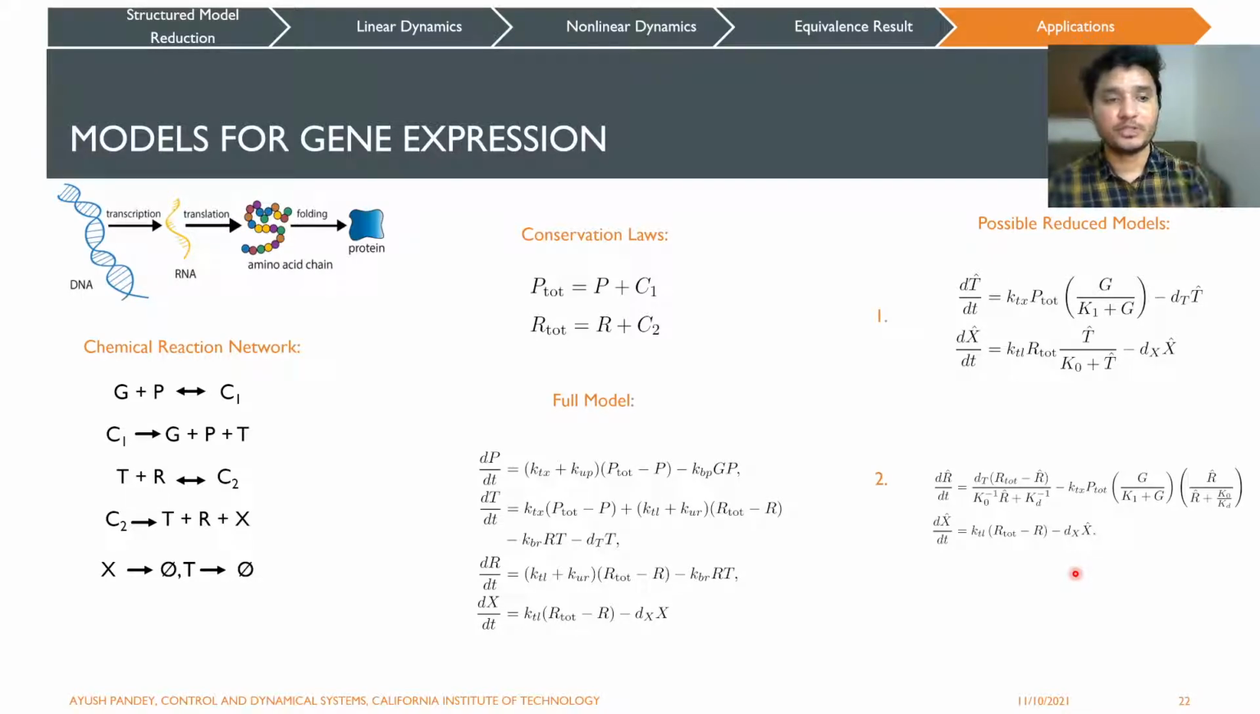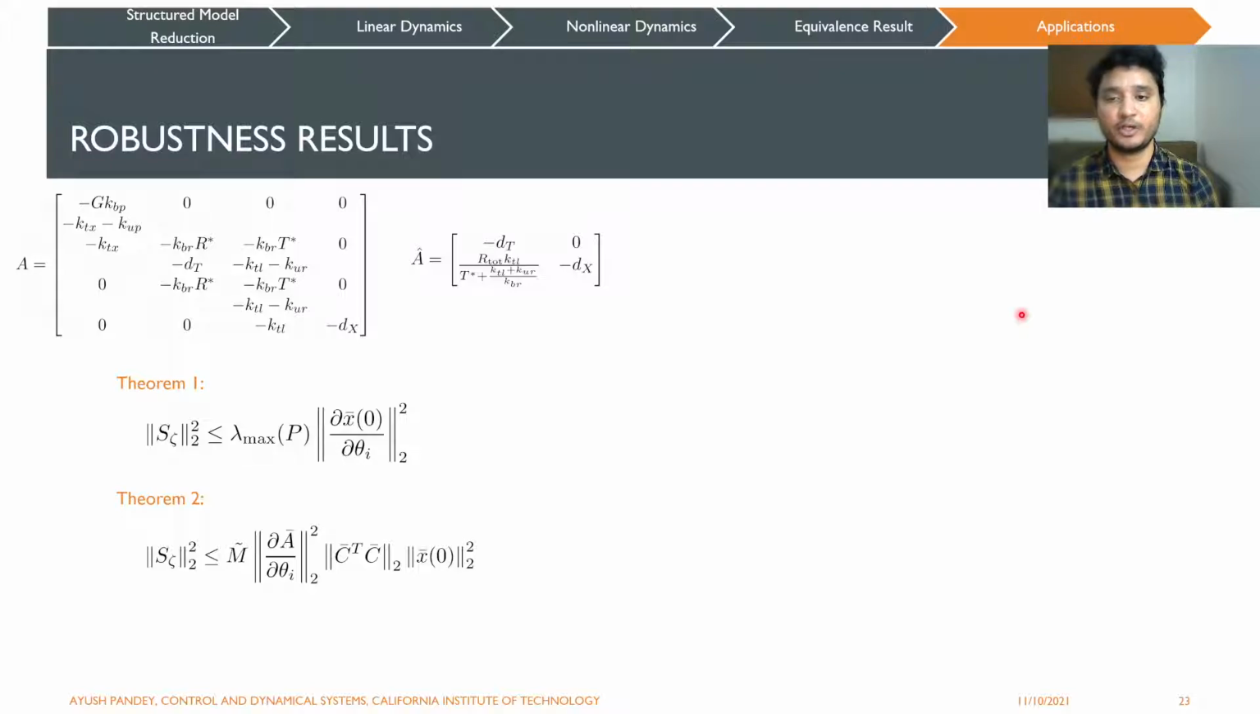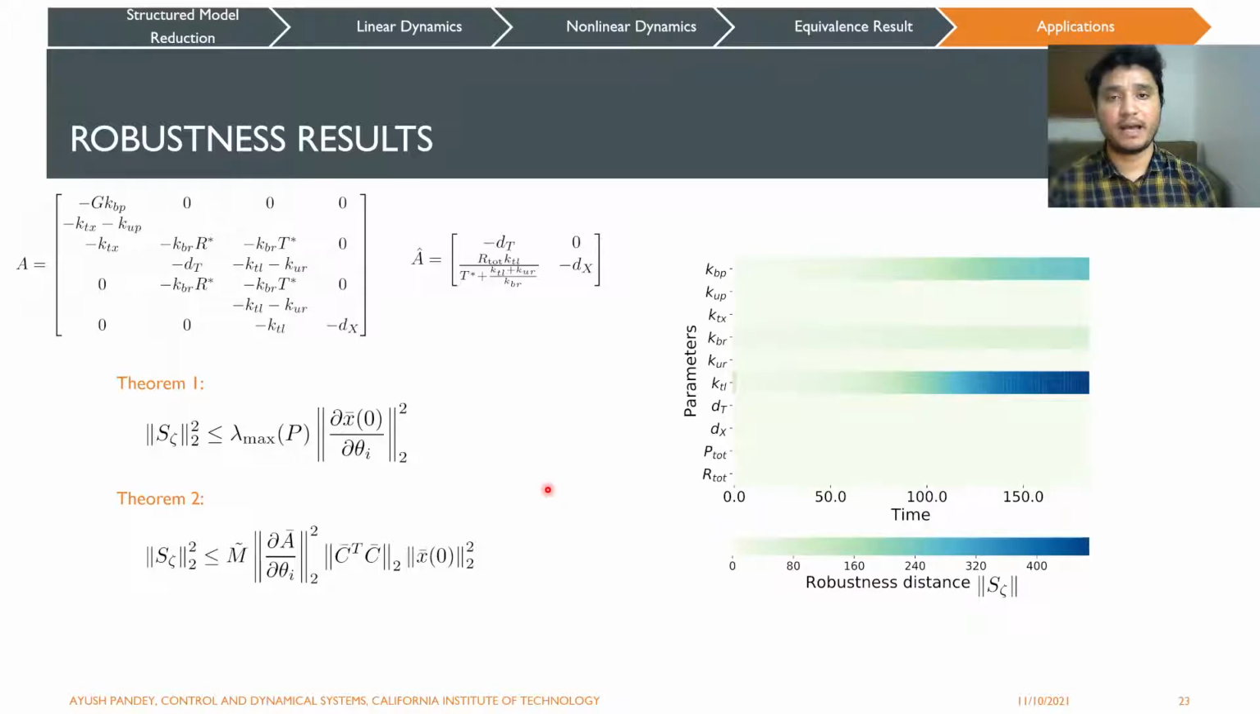So we can use the robustness metrics that we have defined for nonlinear systems to directly compute these and choose the reduced model dependent on which parameter regime we are in and how uncertain a different parameter is. For the purpose of this paper, we discuss more in depth for linear systems, so we can linearize the full and the reduced models and compute this metric for linear systems as well. And we can generate this heat map, which gives us this picture of how robust our reduced model is with respect to each parameter and with time.